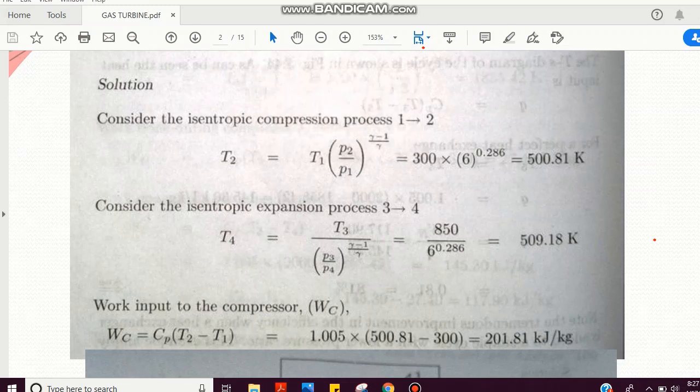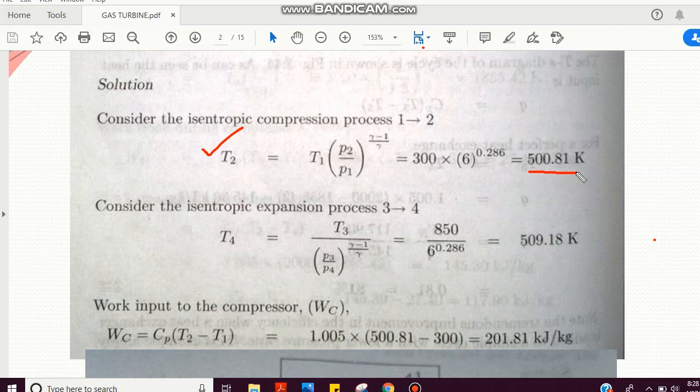Since the compression process is an adiabatic process, it follows the isentropic, it's an isentropic compression. So we can simply say that T2, the final temperature of compression, is equal to T1 into (P2 by P1) to the power (gamma minus 1) by gamma. T1 is 300 into 6 to the power (1.4 minus 1) by 1.4, so that becomes 0.286, so that is 300 into 1.669, which is 500.81 Kelvin.